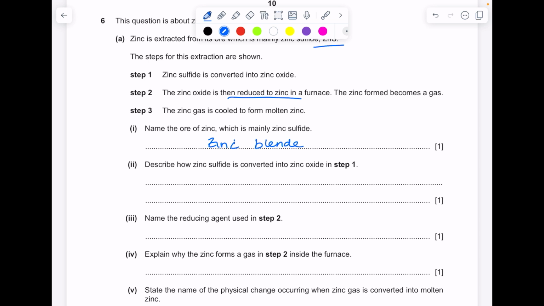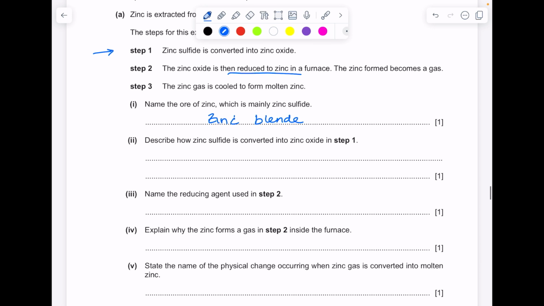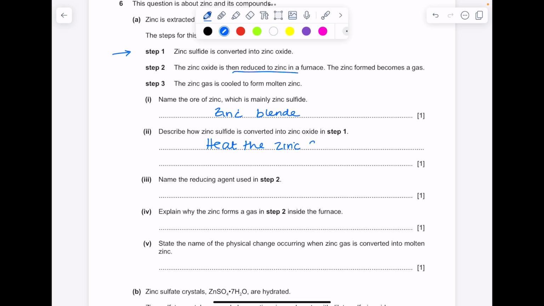Describe how zinc sulfide is converted into zinc oxide in step 1. What you want to do is heat that zinc sulfide strongly in air, so it will react with the oxygen present.